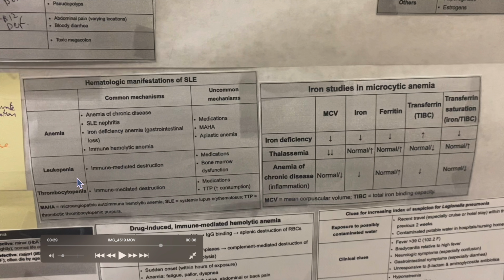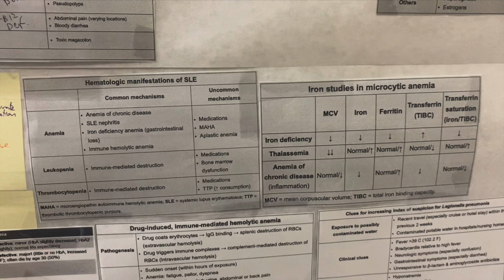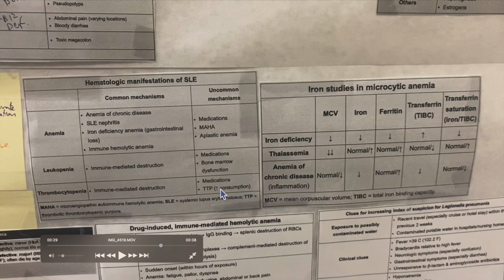And then you have leukopenia, immune-mediated destruction, okay. Uncommon mechanism is again medication, and bone marrow dysfunction. Thrombocytopenia, immune-mediated destruction again, and again here you have uncommon mechanisms: medications, and TTP, which is thrombotic thrombocytopenic purpura, and increase in consumption because of that.